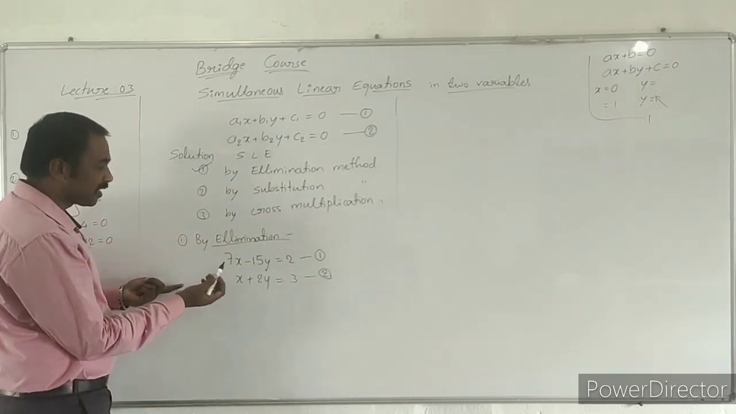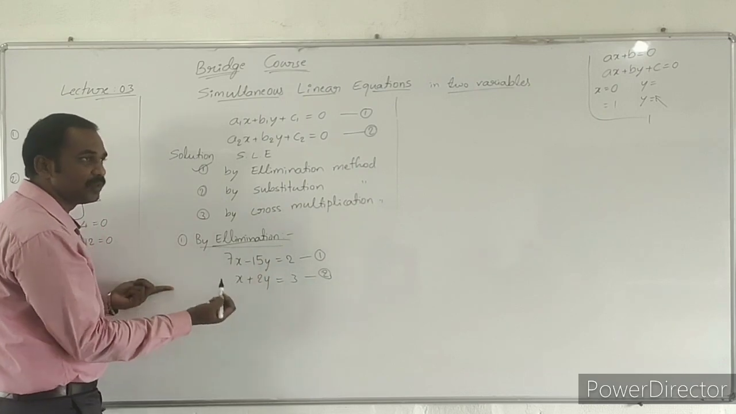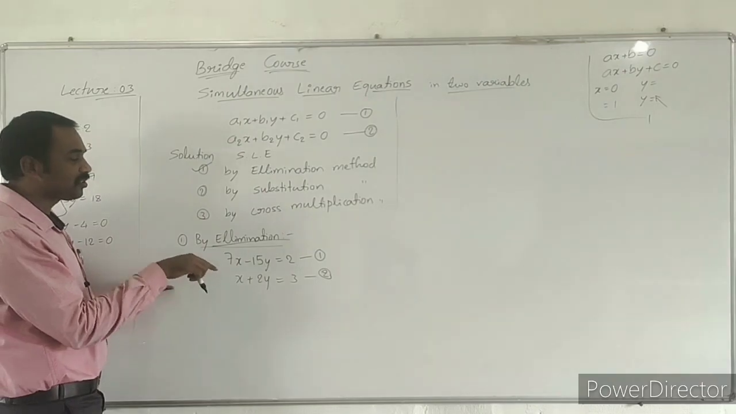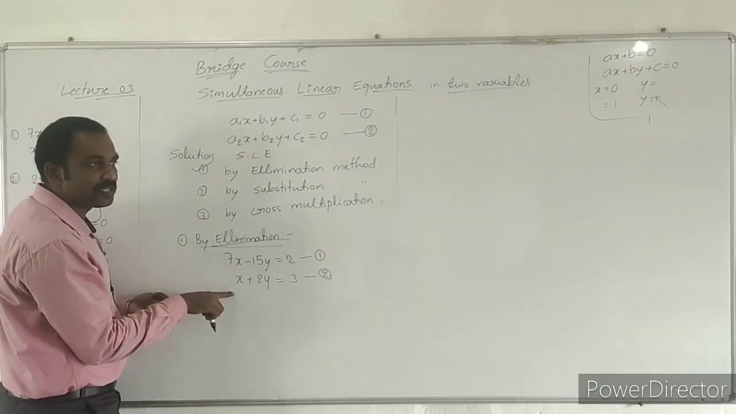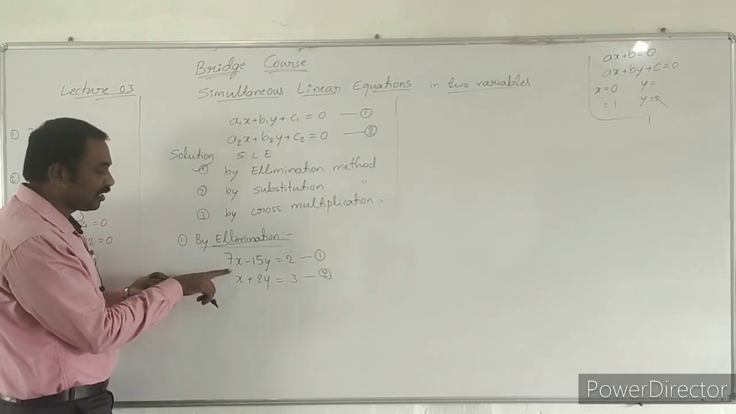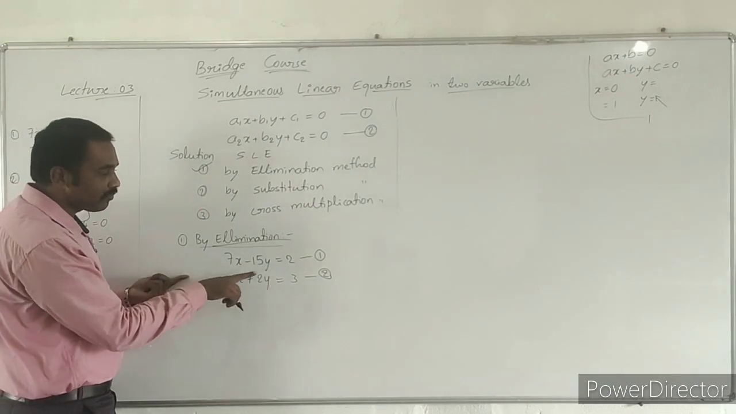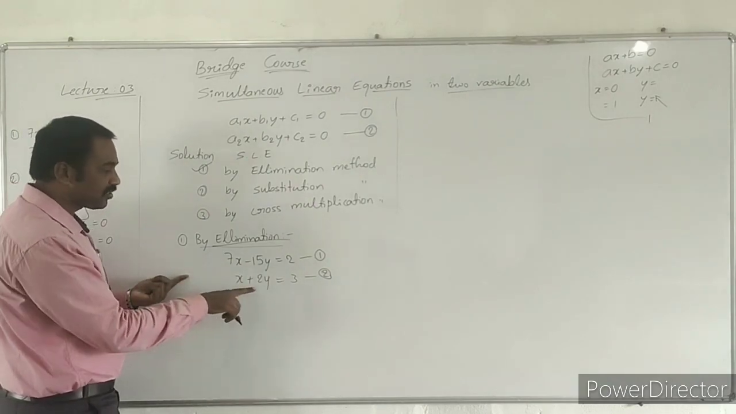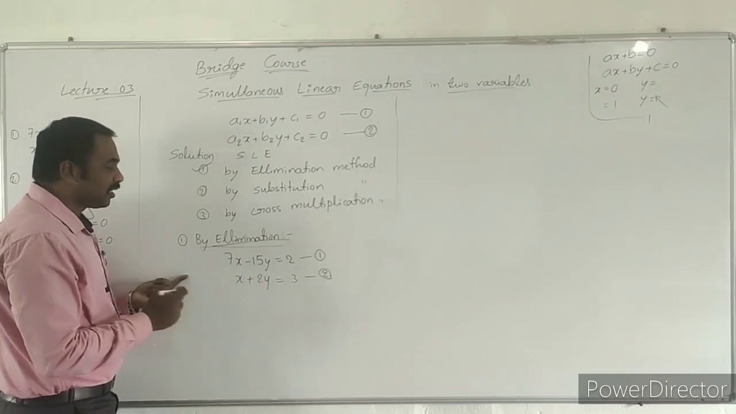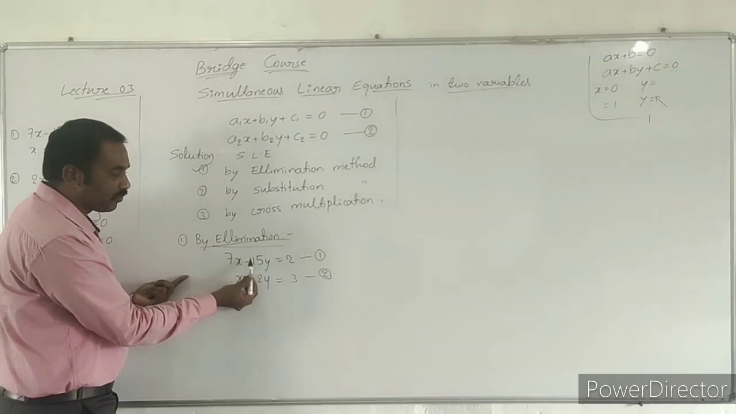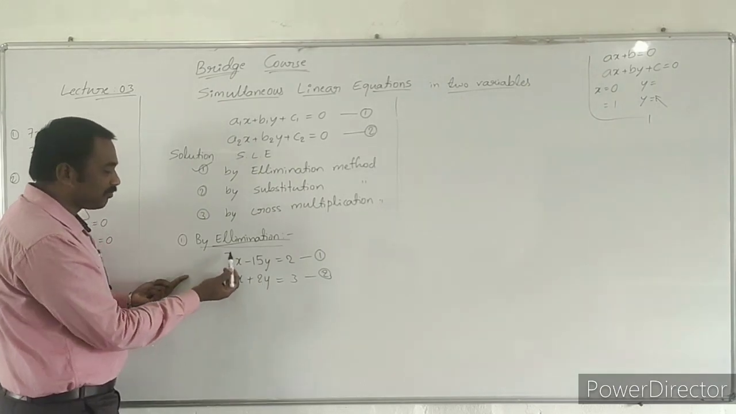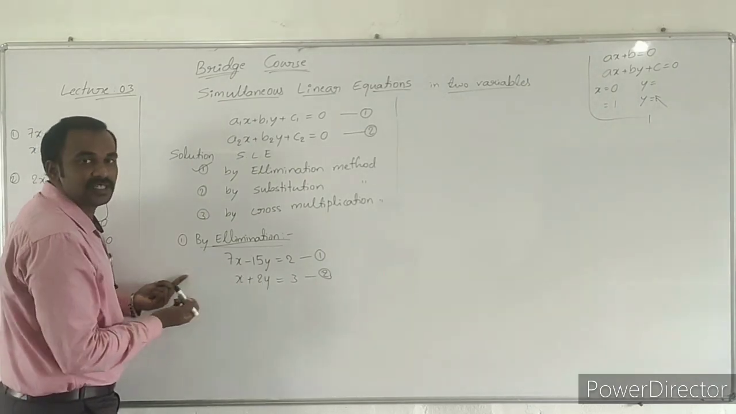Now here what I am saying is to eliminate the variable. How to eliminate the variable? Just make the coefficients the same. Either the x coefficients are the same or the y coefficients are the same. Observe that in equation number 1 the x coefficient is 7 and the y coefficient is minus 15. In equation number 2, the x coefficient is 1 and the y coefficient is 2. Make this y coefficient minus 15 a 2 or this 2 a 15, or else make this a 1 or make this a 7.